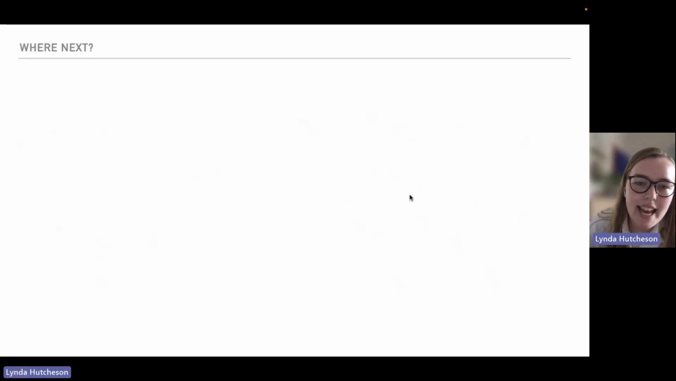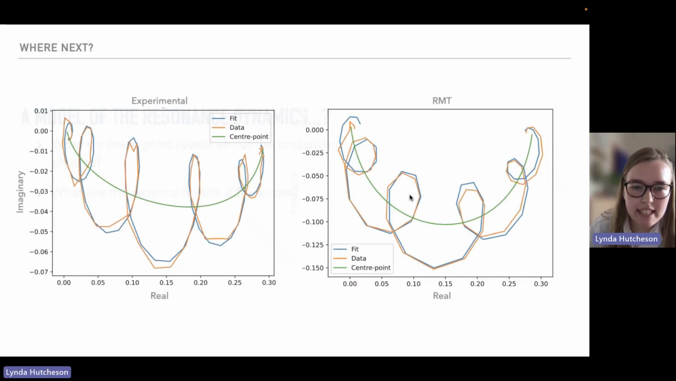What to look at next, firstly, is to look at these complex plane plots and try to understand what's going on, both for experiment and theory. RMT gets a lot of things right with these, but we're really looking at the fine details here, and there are some differences between the experimental data and RMT that we need to find explanations for.